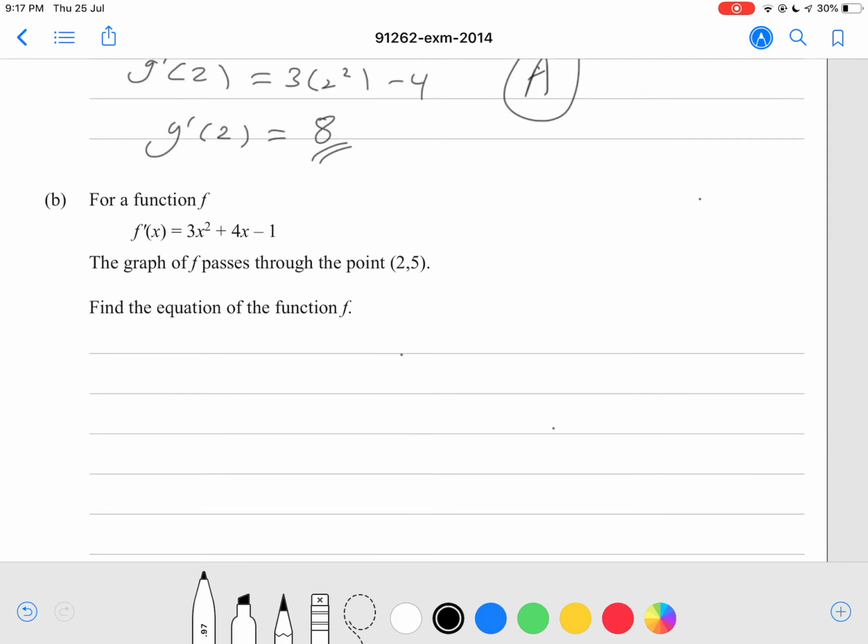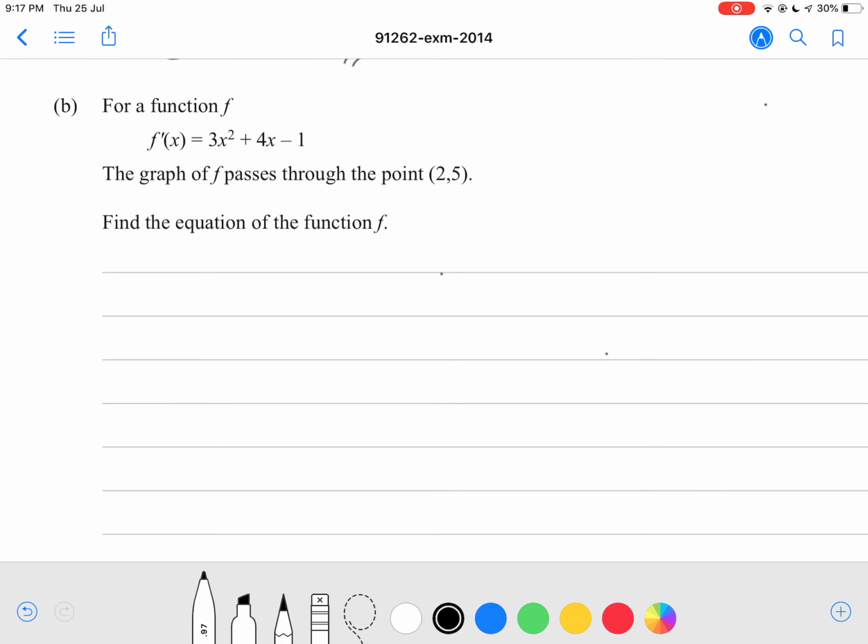Alright, next question. For a function f dash of x equals 3x squared plus 4x minus 1, the graph of f passes through the point 2, 5. Find the equation of function f. Alright, so this time we're given the gradient function or the derivative, and we're expected to work backwards to find what our function was, okay? So in this case, we're not going to be differentiating, we're going to be integrating.